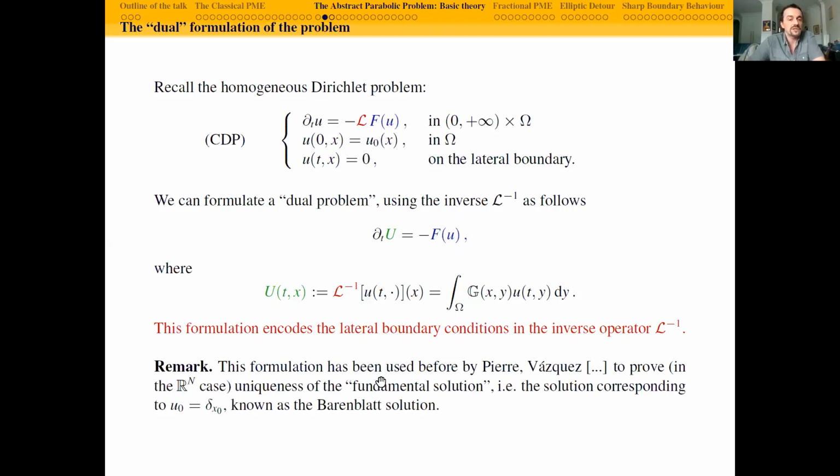This formulation has been used before by Pierre and Baskets on the whole space. I don't know if it was used before in the bounded domain, but anyway, it's the same idea. And it's very useful, for example, in R^N to prove the uniqueness of measure data problems. If you take U0 to be not just a function, but a measure, and you want to prove the uniqueness of the fundamental solution, in which case U0 is a delta, this formulation is convenient.